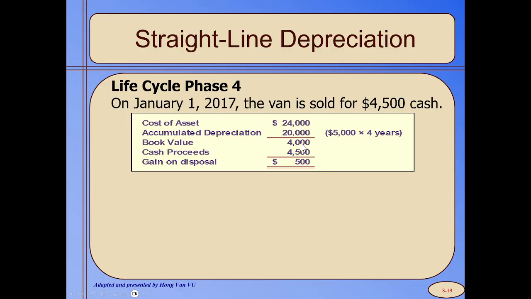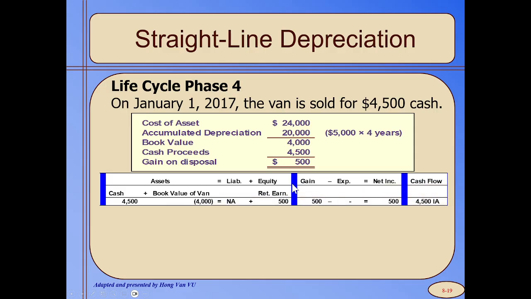We are able to sell the van for 4,500, so we recognize a gain of 500. The journal entry is to debit cash 4,500, and we credit the book value of the van for 4,000, but for the equity we increase the equity, net earnings, by 500.